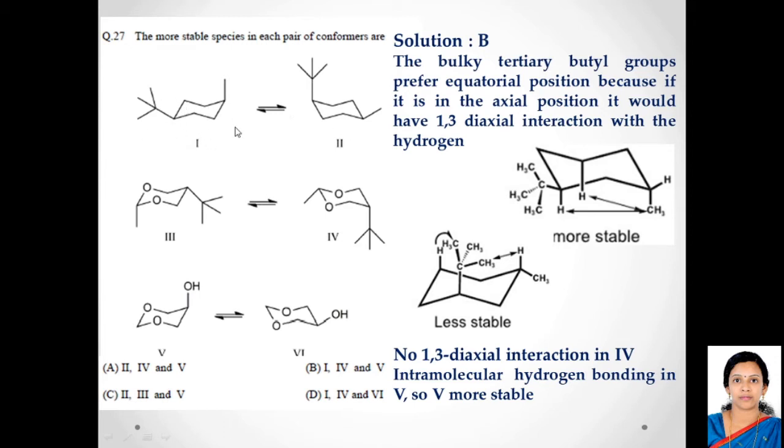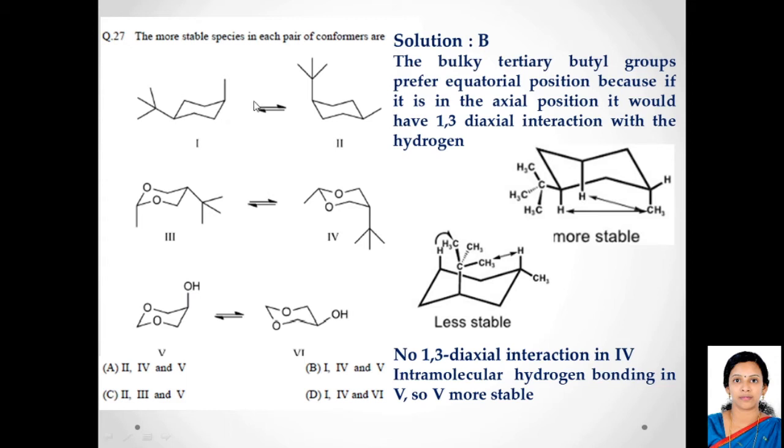Here we have a cyclohexane system, and here we see that the tertiary butyl group is on the equatorial position. This is the bulky group which we have on the equatorial position, whereas in this conformer we have the bulky tertiary butyl group on the axial position. Now, when we have the bulky tertiary butyl group on the equatorial position, there are no axial interactions, because as it is on the equatorial position, it cannot interact with any of the axial hydrogens.